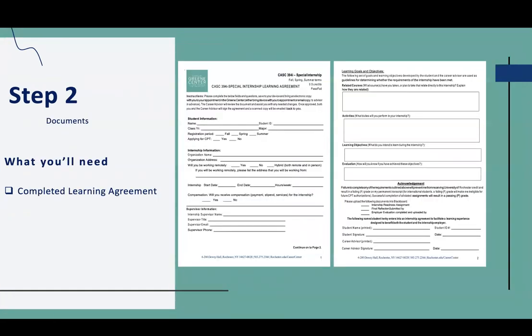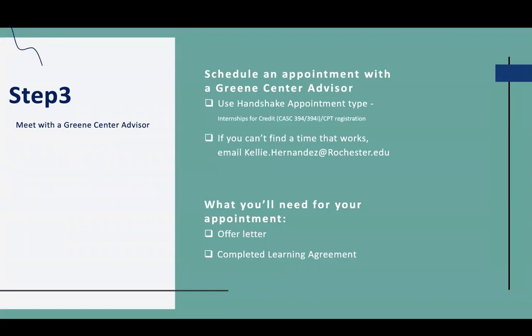The second document that you're going to need is a completed learning agreement. You'll see a sample of that here on the screen. Both the template for the offer letter and this document are available for you to download off of the Green Center website. So you'll want to go through and fill this out and have that ready for you when you proceed on to the next step, which is scheduling an appointment with a Green Center advisor.